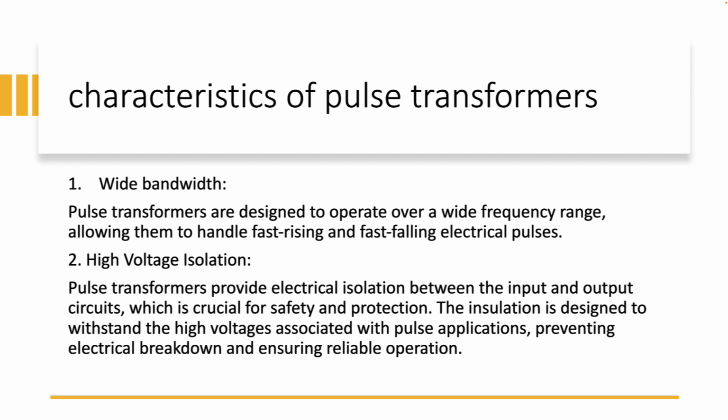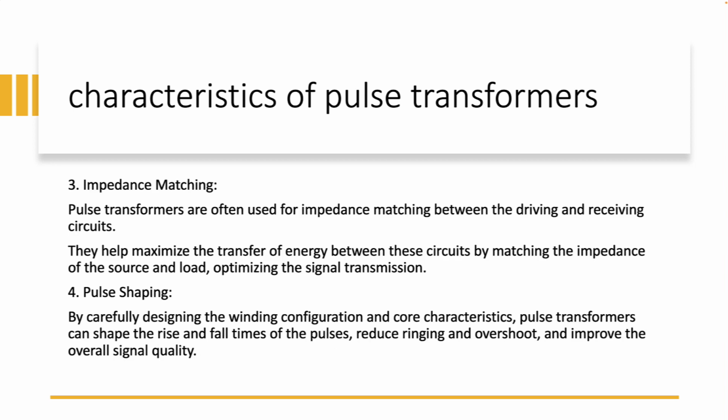High voltage isolation. Pulse transformers provide electrical isolation between the input and output circuits, which is crucial for safety and protection. The insulation is designed to withstand the high voltages associated with pulse applications, preventing electrical breakdown and ensuring reliable operation. Impedance matching. Pulse transformers are often used for impedance matching between the driving and receiving circuits. They help maximize the transfer of energy between these circuits by matching the impedance of the source and load, optimizing the signal transmission.